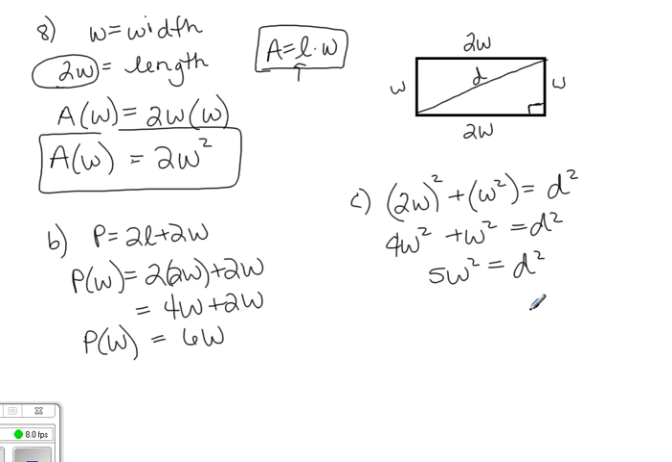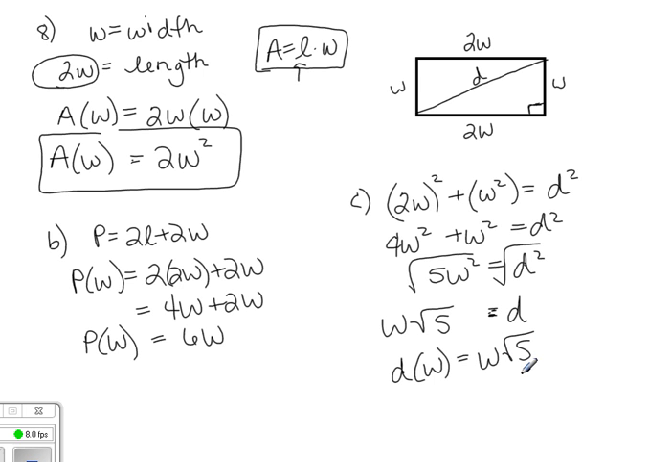Now I'm looking to represent, I want to know what the diagonal is. So take the square root of both sides. That would normally give me the plus or minus value on the left-hand side, but distance is only going to be positive. So I'm going to have here W times the square root of 5. In function notation, that's the diagonal in terms of W, or as a function of width, is equal to W times the square root of 5.